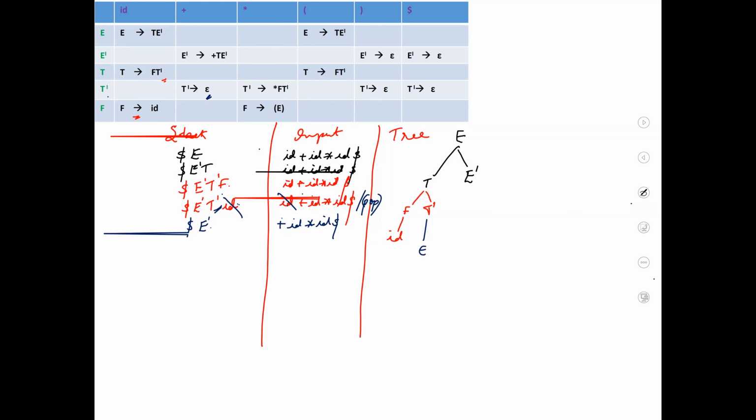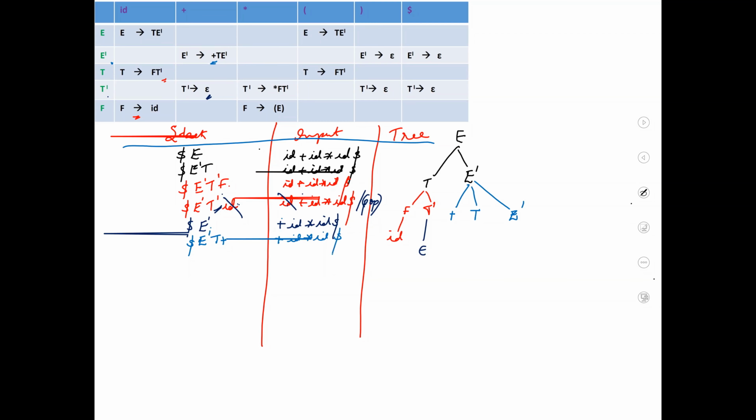E dash is encountering with plus. You have a plus T E dash. When you put it into your stack, you will write it in the reverse order. E dash T plus. This E dash, you are replacing it with plus T E dash. So, mind you, when you put it in the tree, you put it in the same order. When you put it in the stack, you will be putting it in the reverse order. And then you have the remaining things over here. Plus ID into ID dollar.